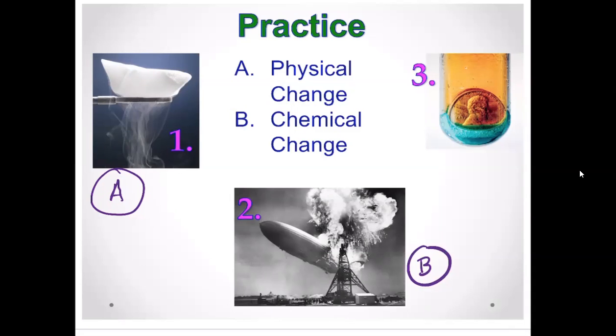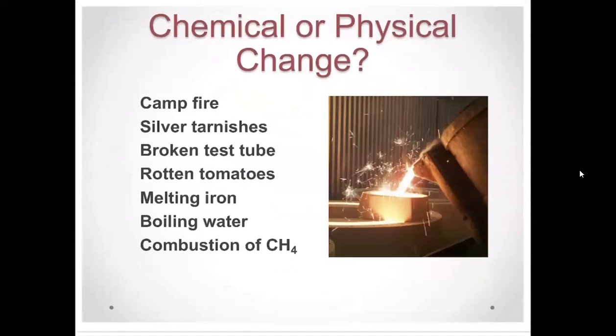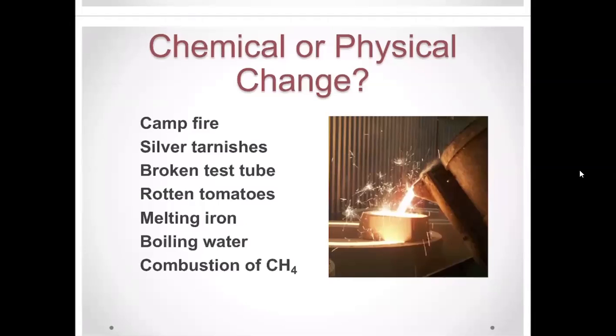And in number 3, we're seeing a penny, the copper on the outside of the penny turning green, and that is an oxidation reaction. This is just like the Statue of Liberty turned the greenish color. So that is a chemical change. Okay, so again, try this on your own first. So pause the video and just decide whether you think it's a chemical or a physical change.